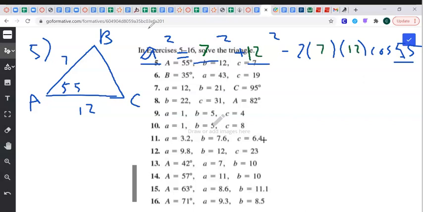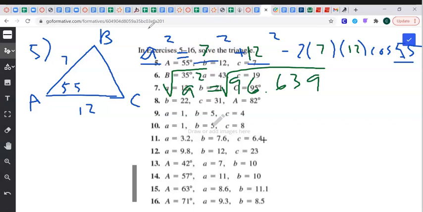This is the easy version of the law of cosines, because you can add everything up. You can just start typing 7 squared plus 12 squared minus 2 times 7 times 12 cosine 55. So that gives me an a squared value of 96.639 approximately. So all I'm going to do is square root of the answer. So I get 9.83.